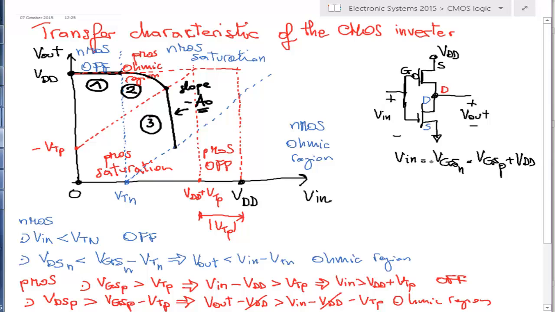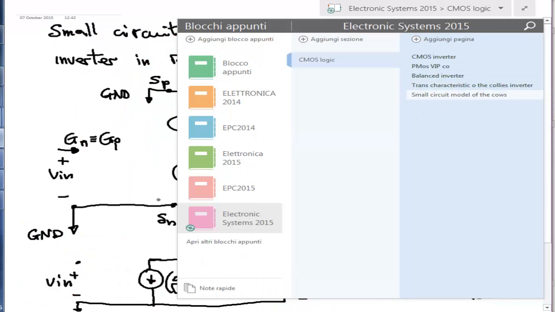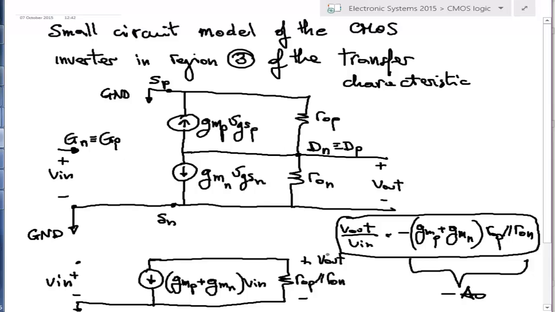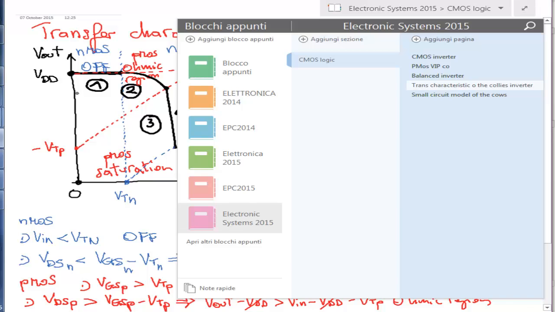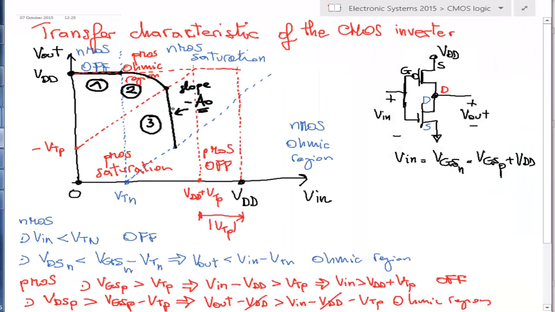Is that clear? So basically, let me repeat this concept. This is the small circuit model. So I'm saying that the variation of Vout over the variation of Vin is minus A0. If I go back to the large signals, this means that if I say again the variation of Vout over the variation of Vin is minus A0, I mean that the slope of this curve is minus A0. Okay?